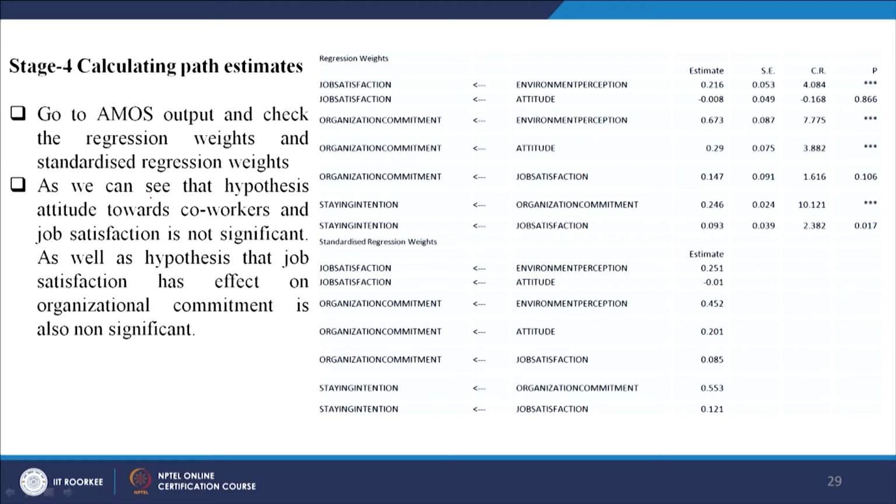As we can see, the hypothesis of attitude towards co-workers on job satisfaction is not significant. We are talking about this one. As well as the hypothesis that job satisfaction has an effect on organizational commitment, which one? Job satisfaction on organizational commitment. Where is it? This one, 0.106, is also non-significant and the rest are significant. So, this is how you write about the path estimates, and you say, okay, this was my hypothesis and it has been found to be true or not true.